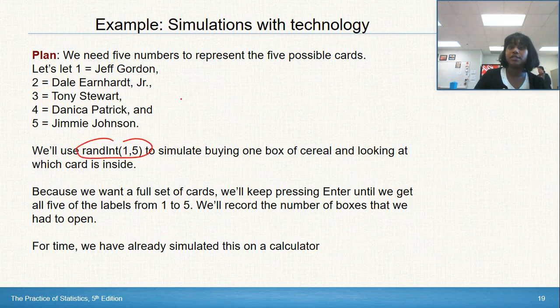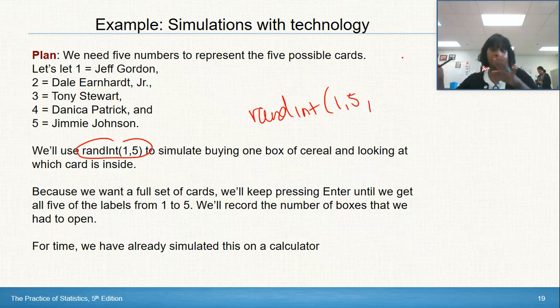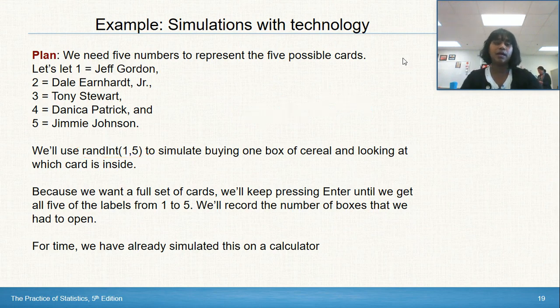Please don't forget to reseed before you do this. Pick any 4 or 5 digit number and you would have it reseeded. Why we can't do randint 1, 5 and a number to purposely create a bunch is because we're trying to actually see what number we would have gotten in that cereal box. So let's see this simulation. And again, we're going to simulate it 50 times.